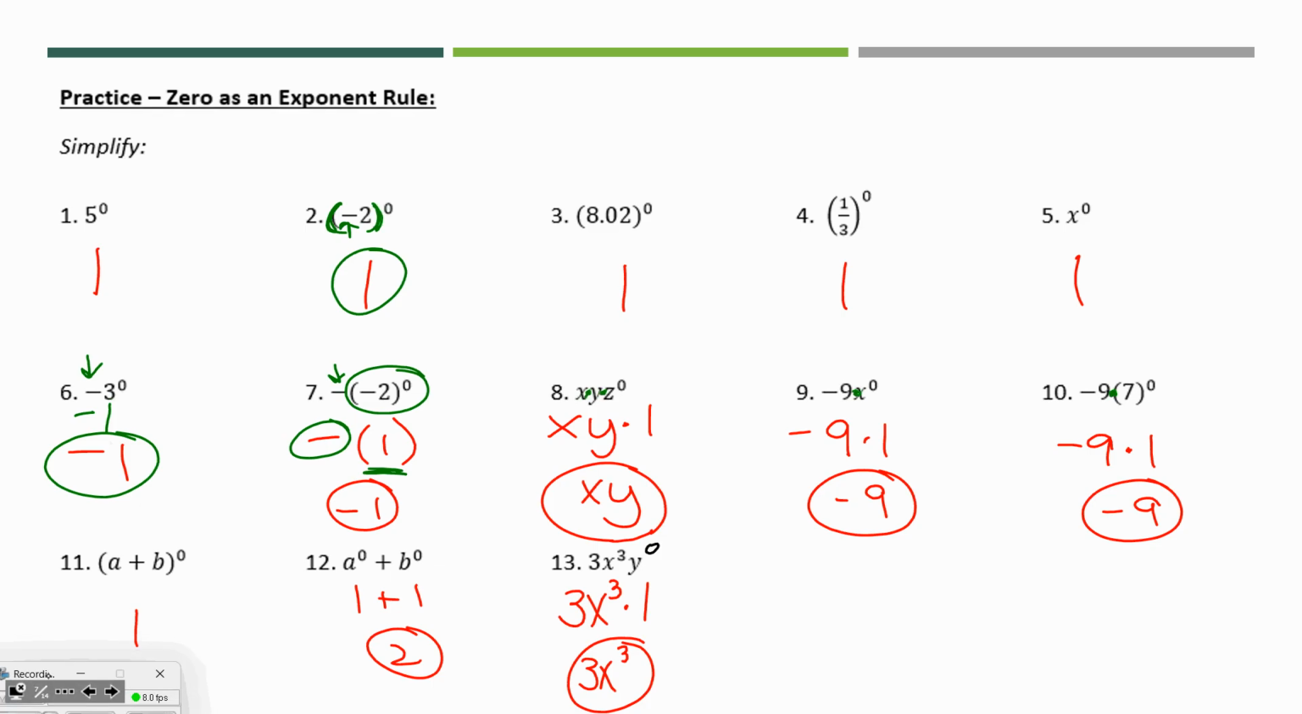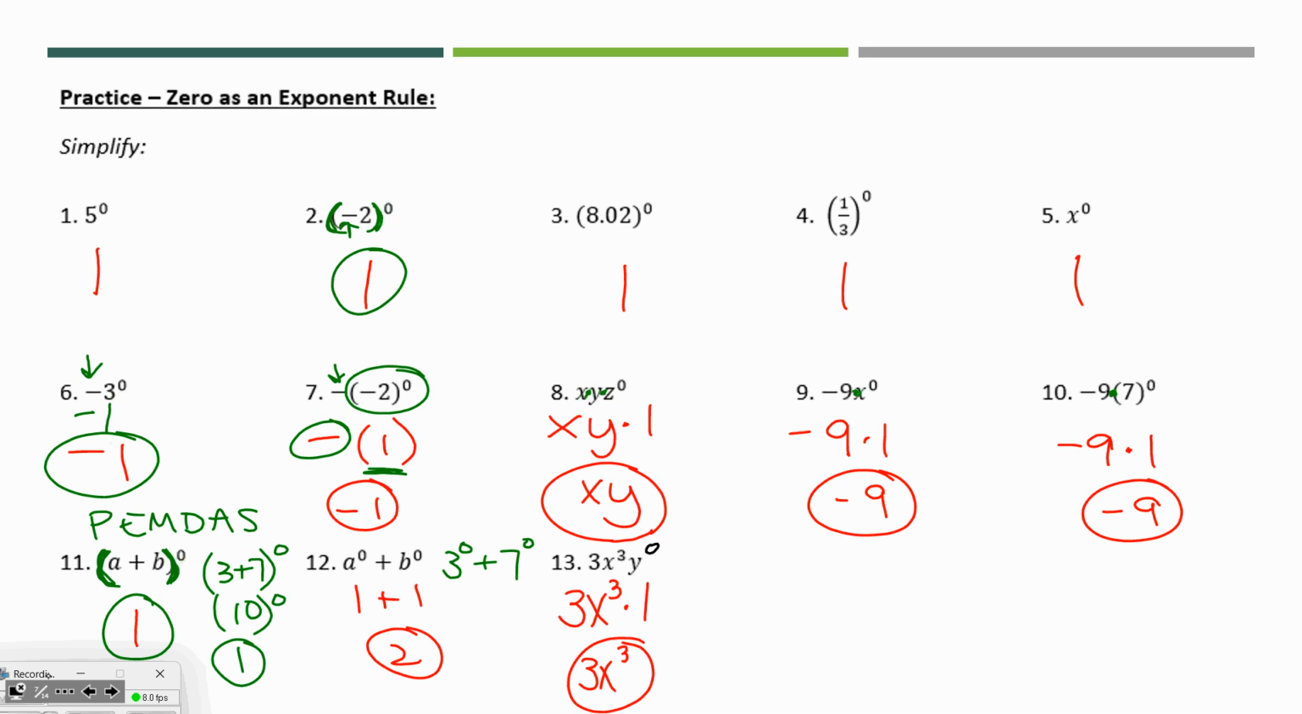Number 11 is definitely a little tricky. So number 11, a plus b to the 0. Remember we said it doesn't matter. If I have a whole bunch of stuff raised to the 0 power, the whole thing turns into 1. But that's different than number 12. I don't have parentheses. Think about PEMDAS. So I would simplify in the parentheses first. So for example, if A was 3 and B is 7, it would be 3 plus 7 to the 0 power. And then it would be simplify in the parentheses first and raise it to the 0, which is 1, right?